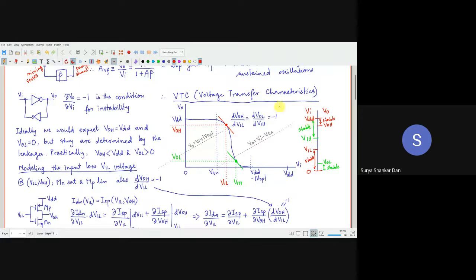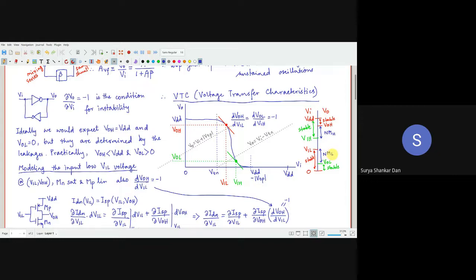Okay. So the noise margin is defined. Now notice, what is the noise margin? This is your noise margin part. Okay, this is not visible nicely, so I'll use another color. This is noise margin high. This one is noise margin low.